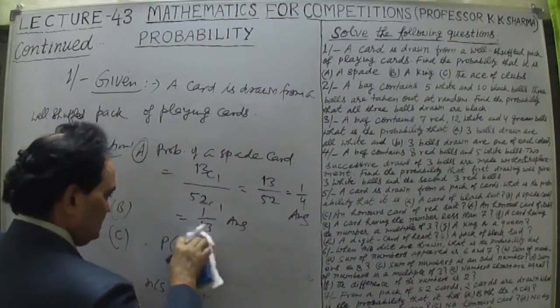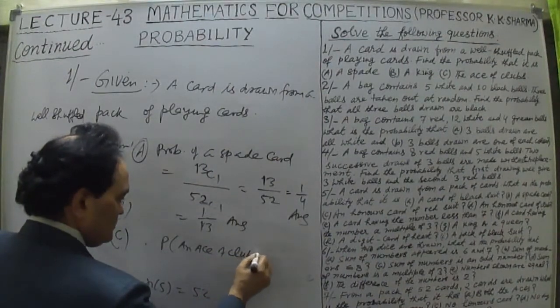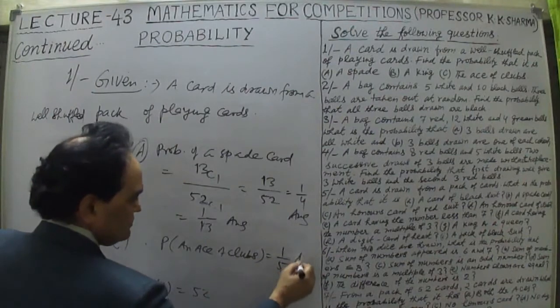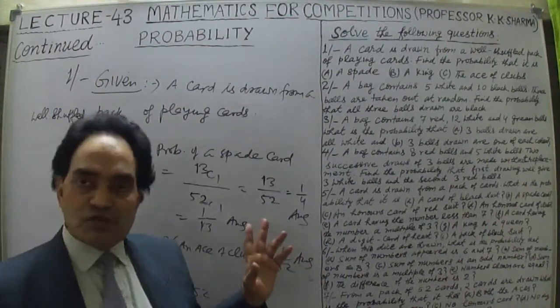Probability of an ace of clubs. An ace of clubs is equal to 1 upon 52. This is the answer. This is question number 1 completed.